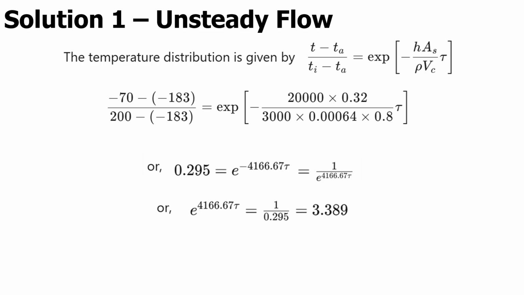3.389. Now to solve for tau, which represents the time, we take the natural logarithm on both sides. This allows us to bring the exponent down. Finally, after a few more calculations and converting the time from hours to seconds, we arrive at our answer. The time required for the plate to reach -70 degrees Celsius is approximately 1.054 seconds, and that is our final answer.